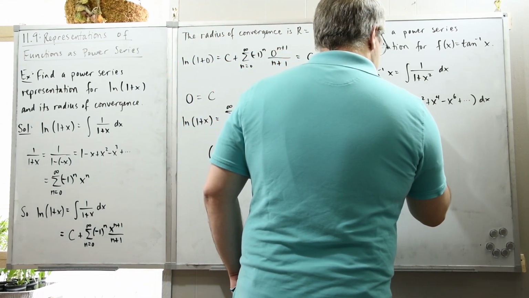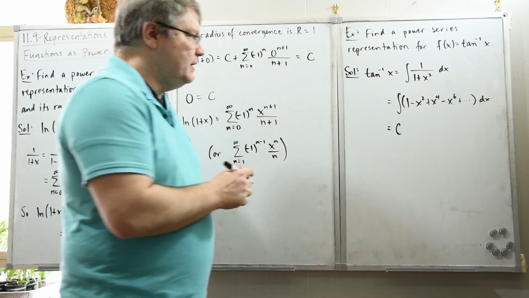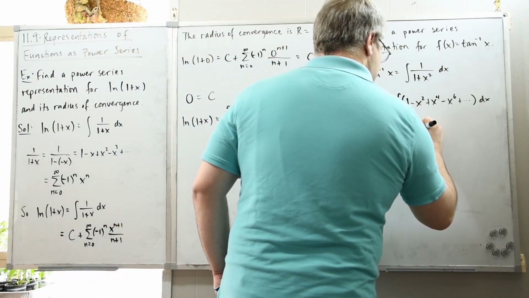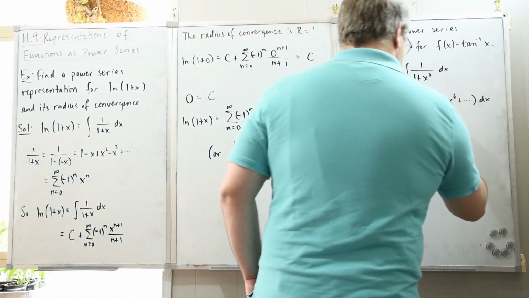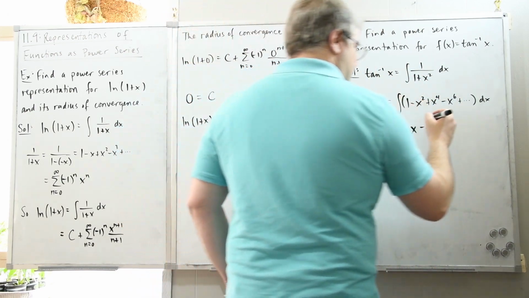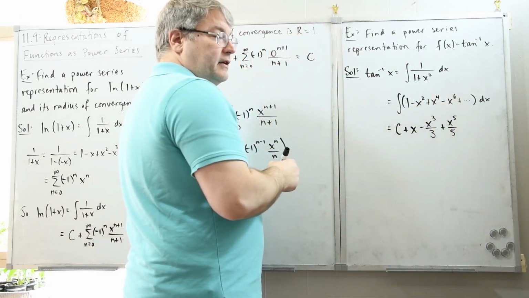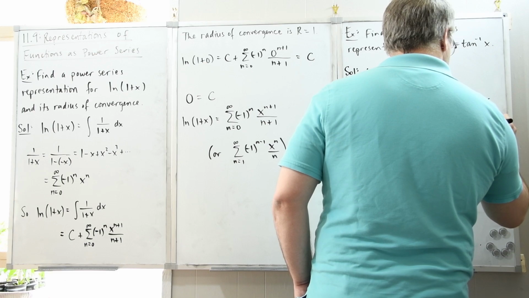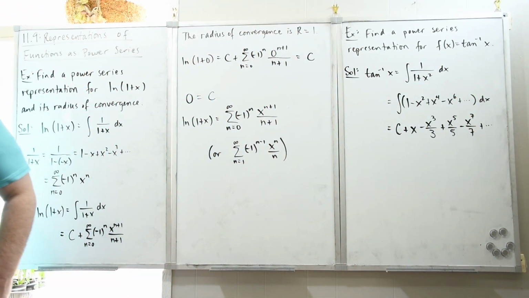But if you were to integrate term by term, of course you'd have your arbitrary constant c, but then we integrate 1, we get x. Integrate negative x squared, you get a negative x cubed over 3. Integrate x to the fourth, you get x to the fifth over 5. Integrate negative x to the sixth, you get a negative x to the seventh over 7. And of course this just keeps going on.